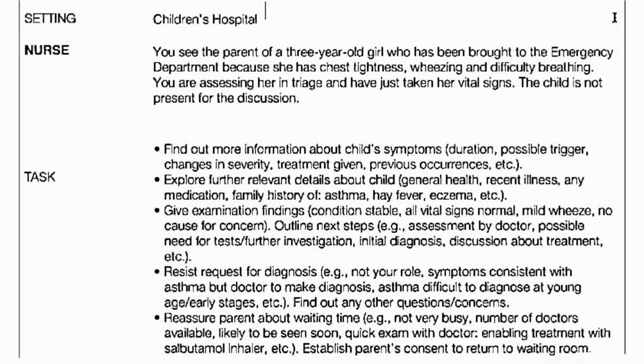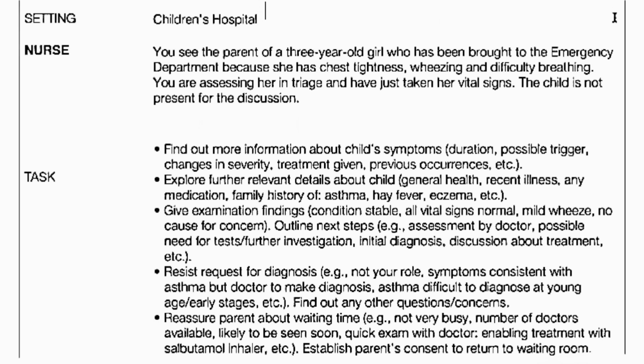And how can we start the conversation here? The first task is to find out more information about the child's symptoms, duration, possible trigger, changes in severity, treatment given, previous occurrence, etc. So these are the things given in the bracket. Don't skip; you have to ask each and everything, but not in a single question. You can make it 2 or 3 questions. Okay, and then how we can start it.